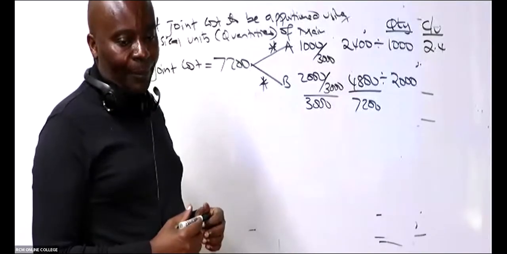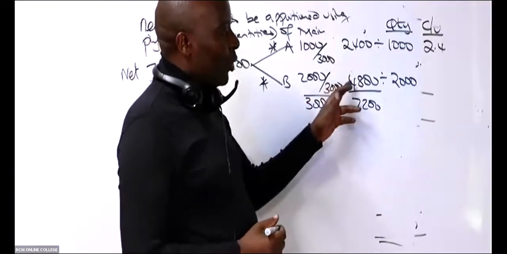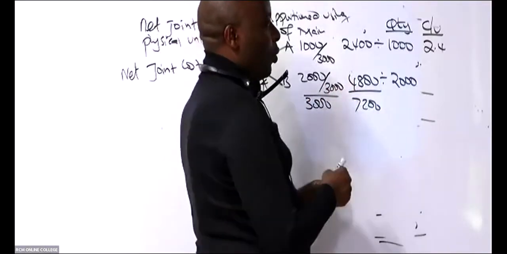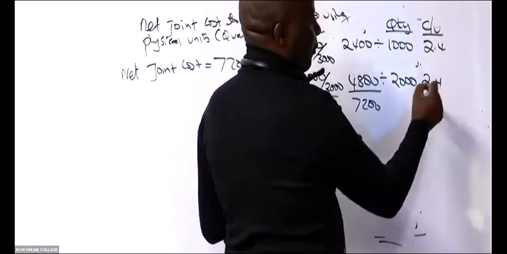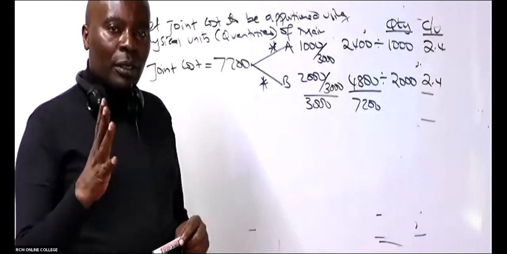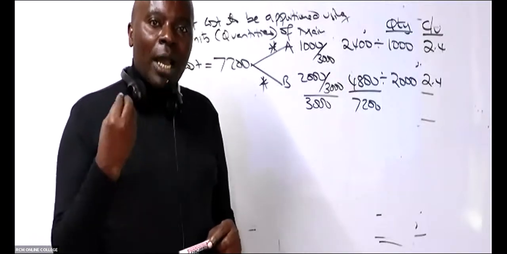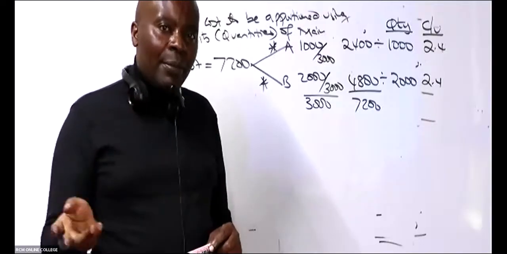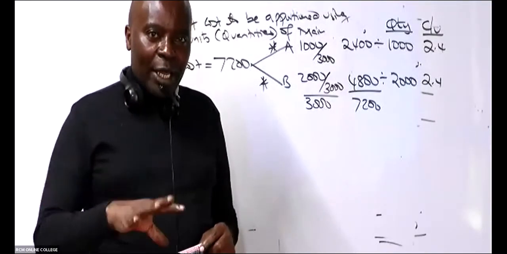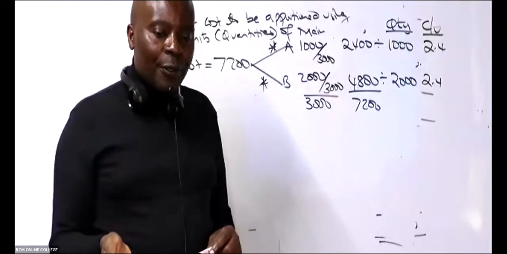2.4, right? And then, of course, for the other one, the cost per unit will be 4,800 divided by 2,000, which as well gives me 2.4. That is a disadvantage of the physical units method. You can't tell me that if I'm producing sodas, Coke and Fanta, they will cost the same. It's not possible. One major product will have a higher cost.